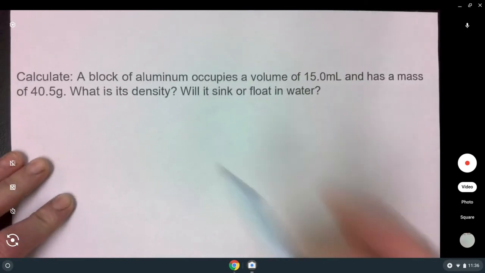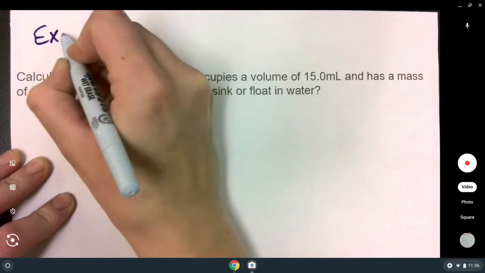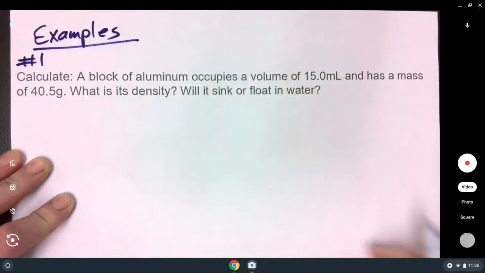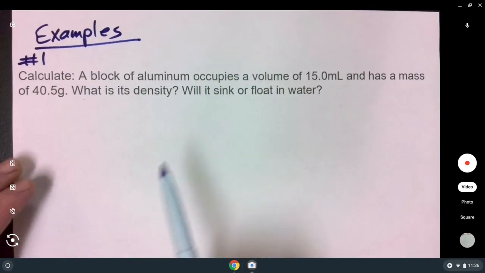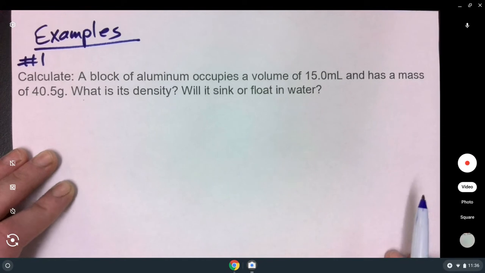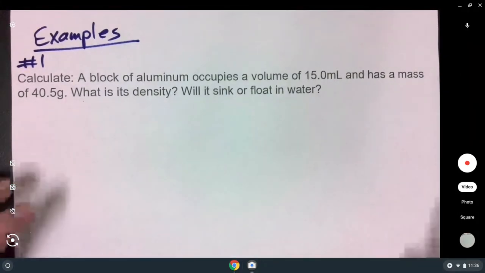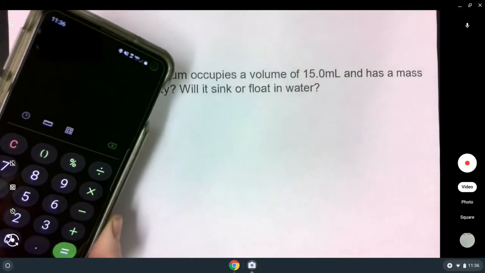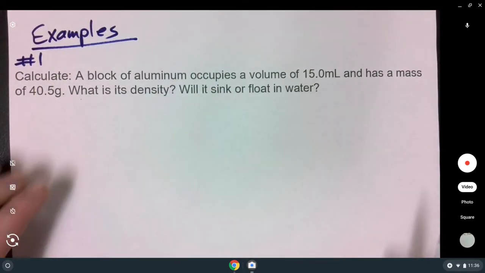I would put in your notebook examples, and this is number one. I would rewrite the problem as well. If you're feeling like you can probably handle this okay, then it's maybe not that big of a deal, but I would definitely recommend writing the problem just so that you can see how we tear the problem apart as we solve it. So let's get started. I got my calculator ready to go. We will be using calculators for this, so feel free to have that ready to go.